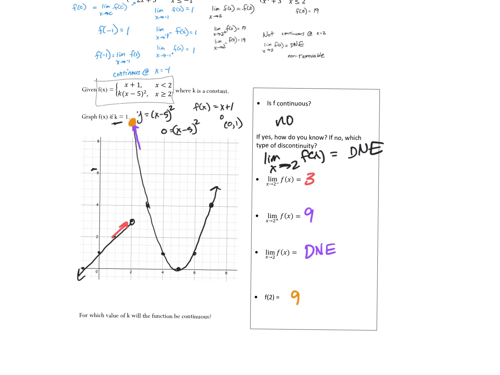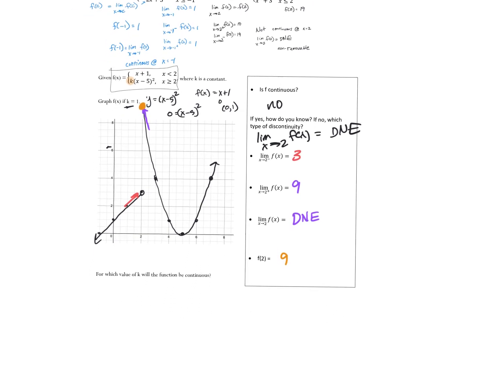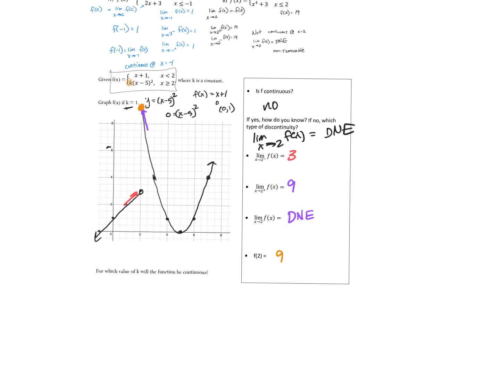So here's the question. If I could pick any value for k, what should I pick? Can you talk me through that? If we plug 2 in for x, and you set it equal to 3, because that's what the other one is.